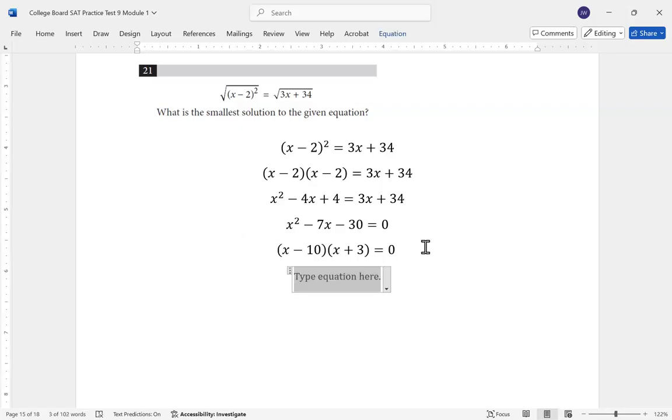Using the zero factor property, we get x minus 10 is equal to 0, or x plus 3 is equal to 0. So we have two options for answers. x equals 10 is one answer. That's what I get when I add 10 to both sides. x equals negative 3 is the other answer.